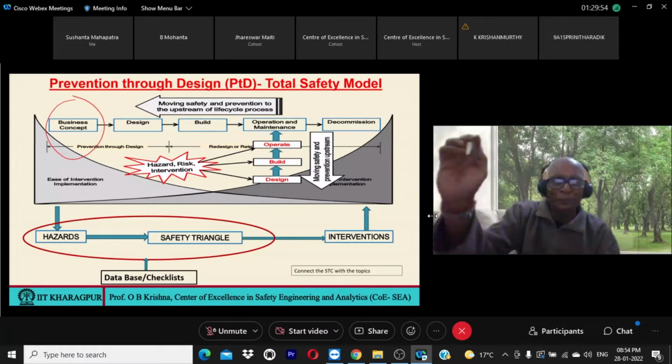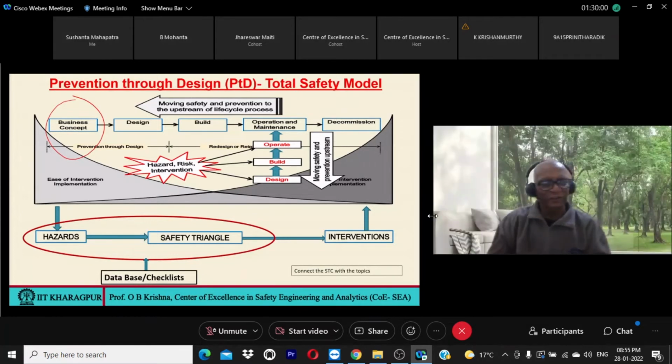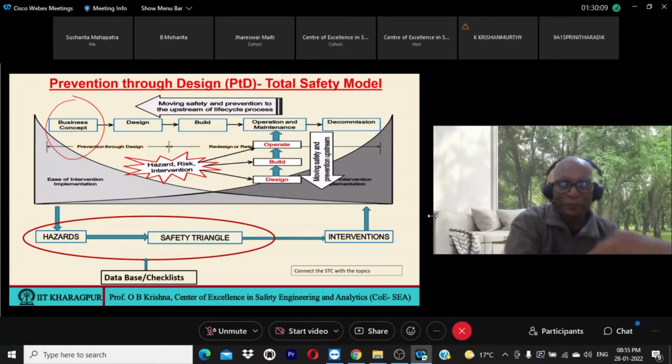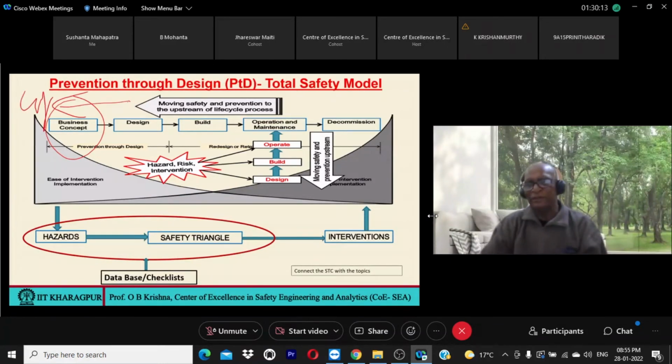But without design, you cannot build anything. All these things may happen, but without design, you cannot build. So make your design more efficient and effective towards safety. You have to shift safety upstream, not to the downstream.